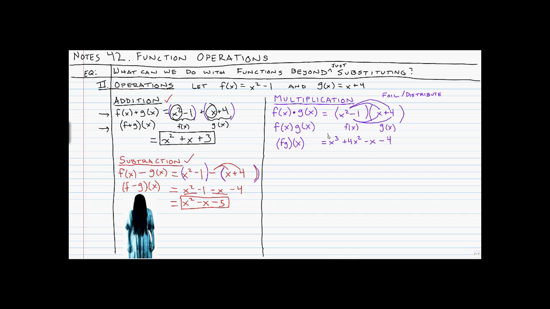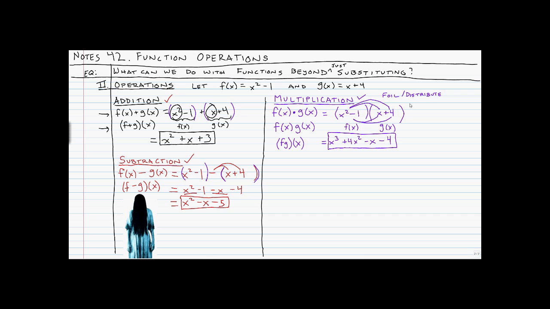And in fact, we found our answer. The product of the functions f and g, or f of x times g of x, or f times g of x, is x cubed plus 4x squared minus x minus 4. Multiplication does not really pose any sort of issue. We just have to be a little more careful. As we go from addition to subtraction to multiplication, we just have to get a little more careful.